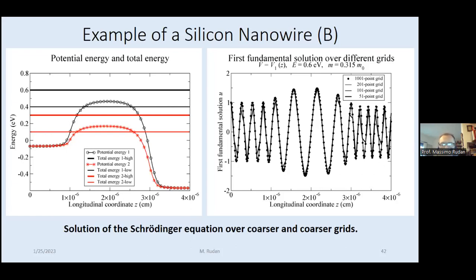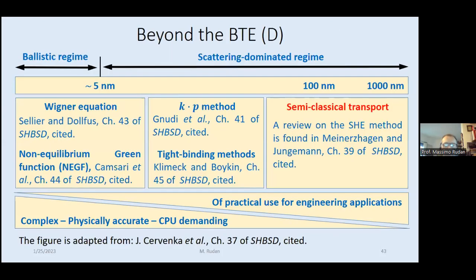And only the grid made of 50 nodes shows some discrepancy, that are the transversal little lines that are visible in the figure with respect to the more elaborate solution with 1,000 nodes. So this shows that the numerical method works well even with a small number of nodes. The talk practically finishes here.